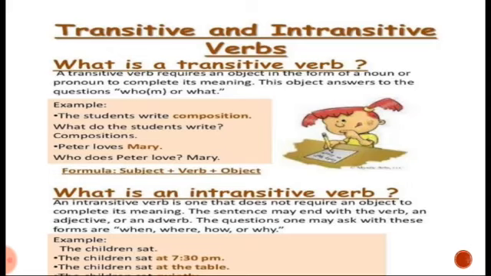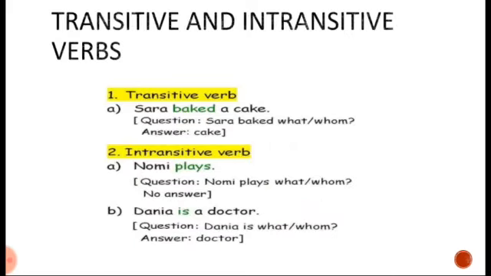And an intransitive verb does not require an object to complete its meaning. The sentence may end with a verb or an adjective or an adverb. Then it is an intransitive verb. Now see some more examples. Sarah baked a cake. Now you can ask the question what or whom. Sarah baked what? Cake. So it is transitive. Nomi plays. Nomi plays what? No answer. So it is an intransitive verb.